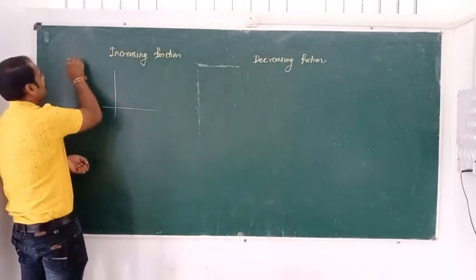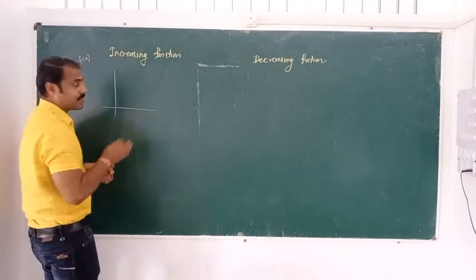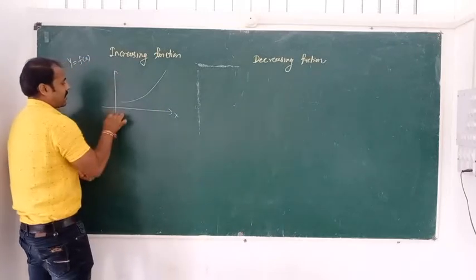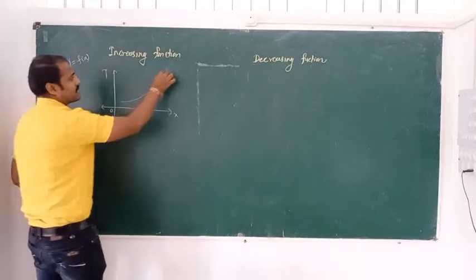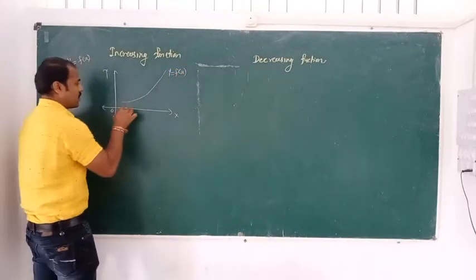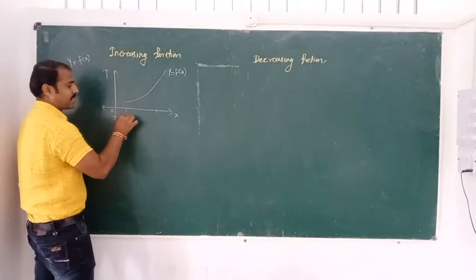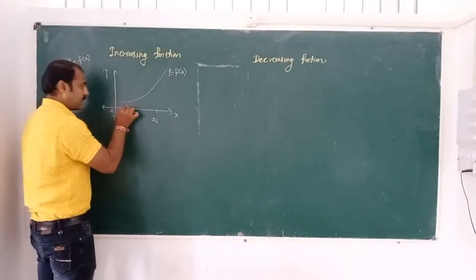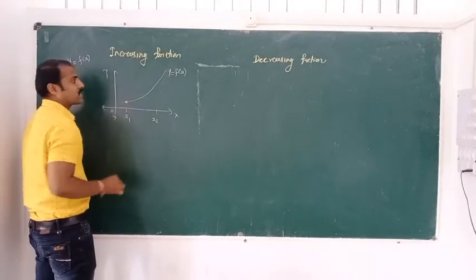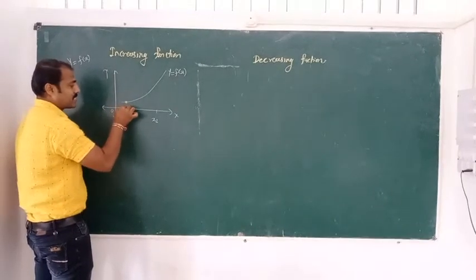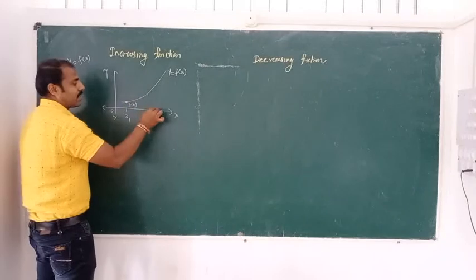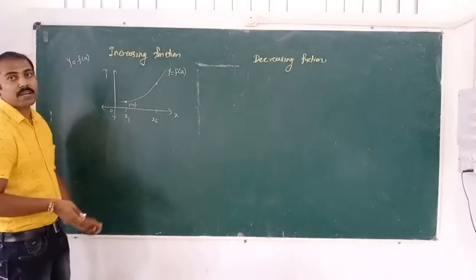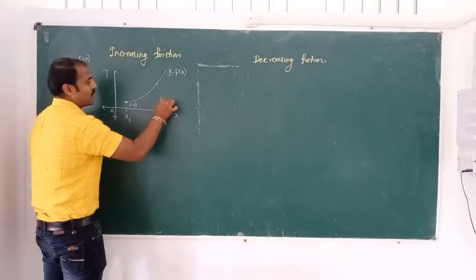Consider a function y is equal to f of x. Consider that the function is increasing. So I can draw the graph of that function as like this, y is equal to f of x. Look at here, these are values of x. Here the value of x is x1, here the value of x is x2. For x1, there is a point x1, comma f of x1. Means this distance is f of x1, and for the value x2, there is a point on the curve x2, comma f of x2, means that the value is f of x2.